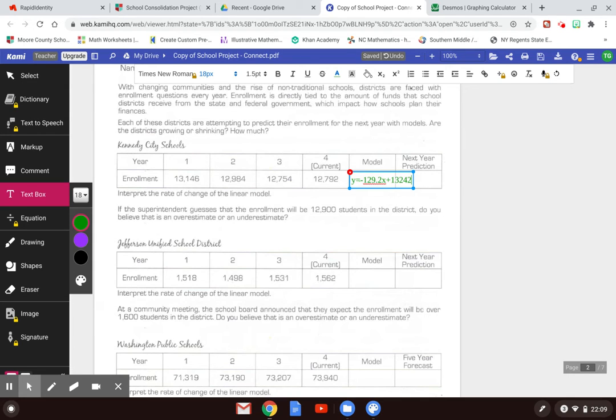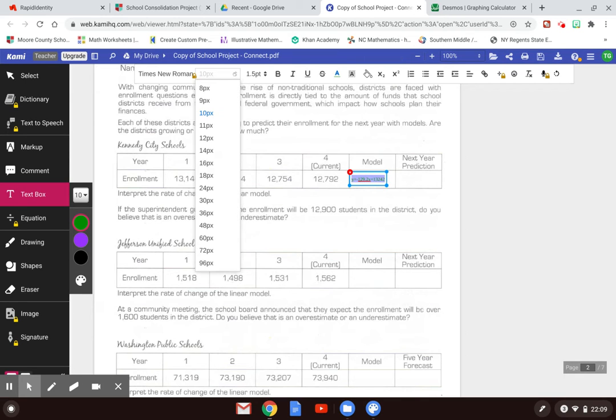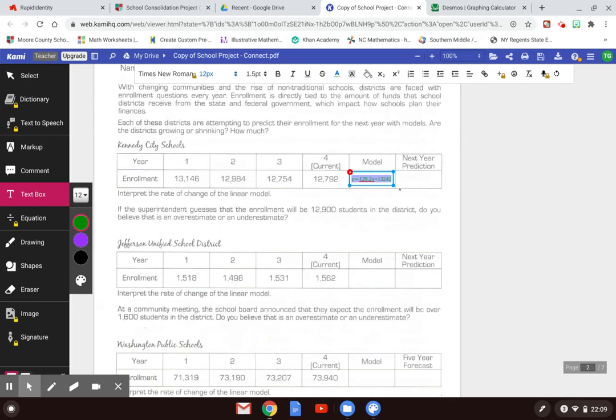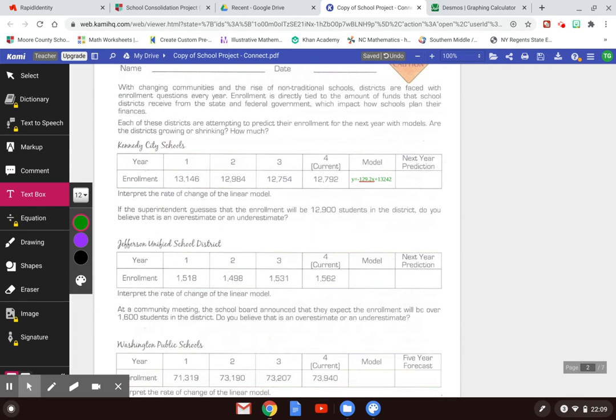You can make your text larger or smaller if you need to, to make it fit in the box. I have the ability on Canvas to enlarge and increase your text, so I can certainly do that to see what your answers are. So we have y equals a negative 129.2x plus 13,242. So what it says here next is the next year prediction. So all of your next year predictions are going to be a 5 for year 5, because right now you're currently in year 4. This is your linear model that you're going to use to predict year 5.